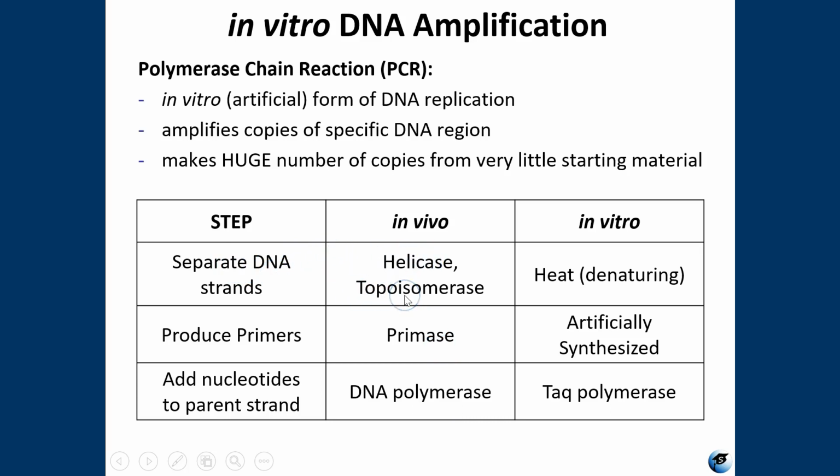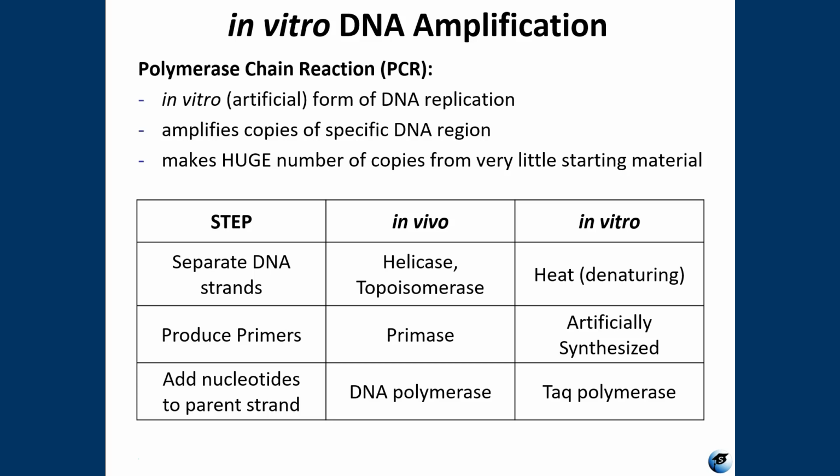Then your topoisomerase is there to stabilize the sugar phosphate backbone, so it remains intact. In vivo, the primers, this is actually an RNA primer in vivo, and it's made by the enzyme primase. Adding new nucleotides to the parent strand is done with DNA polymerases that are produced within the nucleus, right? Now, in vitro, unzipping of the strands is done using heat, and this is actually called denaturing.